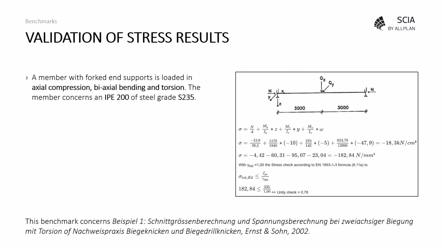And now we'll have a look at the second benchmark, which was used to validate the result of stresses. So we have used an existing example coming from the benchmark identified below, where we have a beam which is loaded with axial compression, biaxial bending, and torsion. The cross-section is IPE 200 and the steel grade is S235. So the numerical approach would, let's say, predict a value of von Mises stress of 182.8 megapascal.